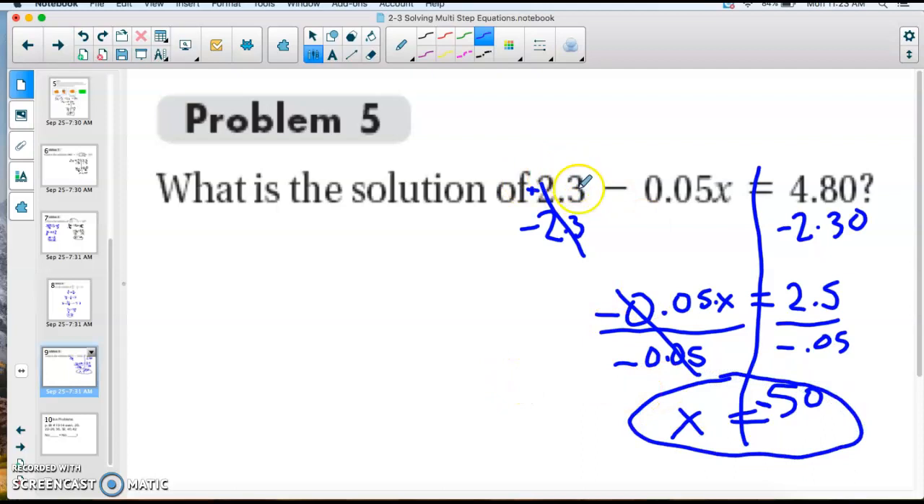Okay, and if we wanted to double check, you can just go right back in with your calculator, plug in negative 50 for x, and see if you get 4.8. You do 2.3 minus 0.05 times negative 50, and you should get this number.